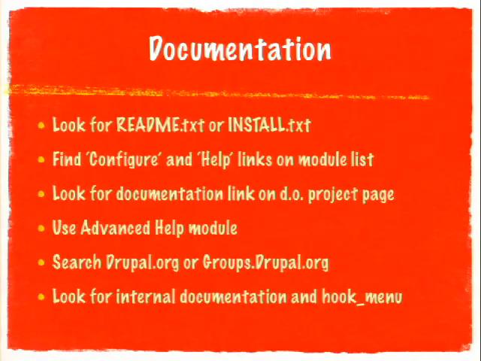So when looking at documentation, what kinds of things can you look for? Well, one thing is you can see if they have a readme.txt or an install.txt in the file. If they have one, you should actually read that. Usually there's a reason why they're there.